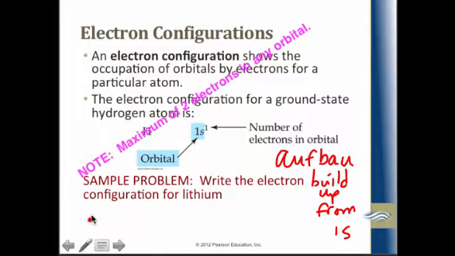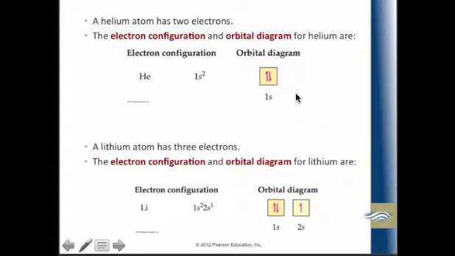Okay, so if I'm going to do lithium, if you look at the periodic table, lithium is the first element in the second row, so it has 2 electrons in 1s, and we have just started row 2, which gives it 1 electron in the 2s orbital. Here's the electron configuration of helium. It would be 1s2, and here's the lithium electron configuration that I just showed you.